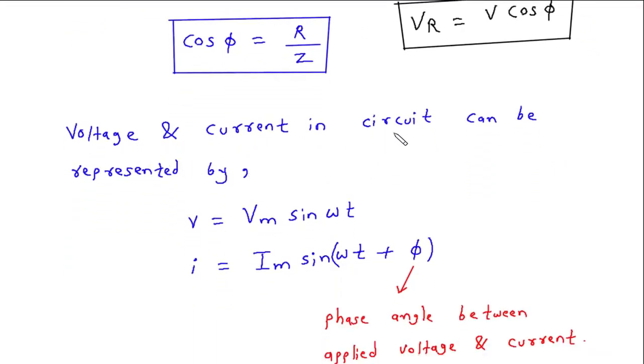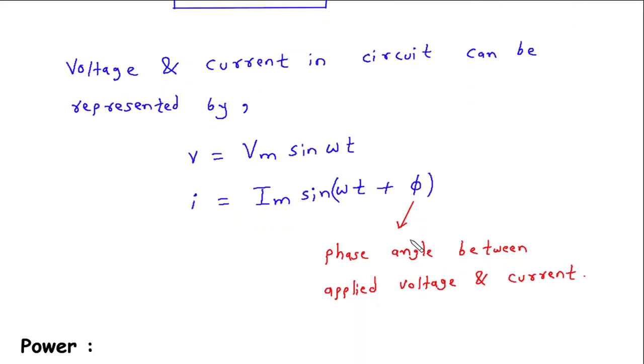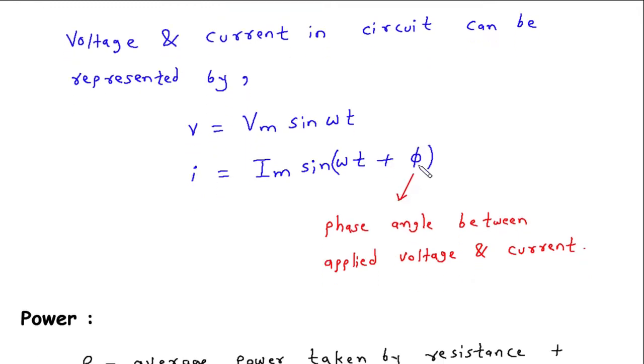Voltage and current in the circuit can be represented by V is equal to Vm sin omega t, I is equal to Im sin (omega t plus phi). In case of inductive circuit, we have seen that this is negative, but in case of capacitive circuit, this will be positive. This phi is the phase angle between applied voltage and current.